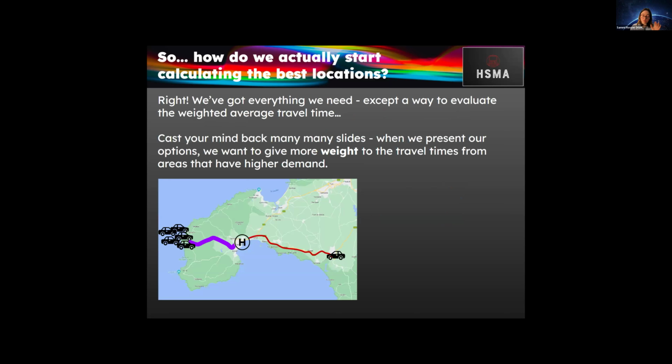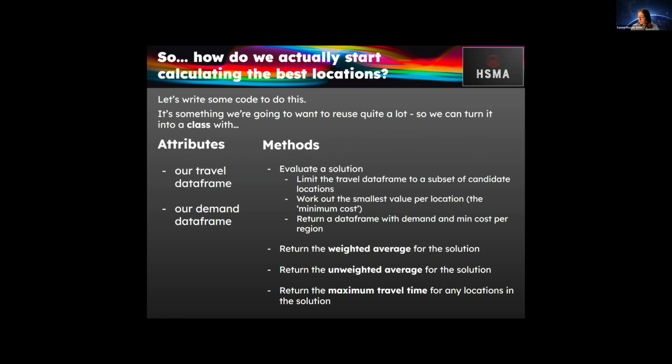So we've got everything we need to feed in now. We've got travel times, we've got demand, and we've got geographic data, basically everything we need. The only thing now is a way to calculate it. So we want to give more weight to the travel time for the areas that have a higher demand. So we're going to write some code to do this.